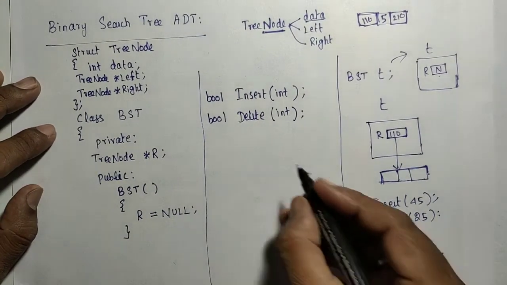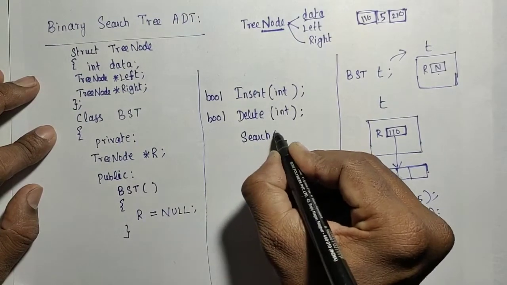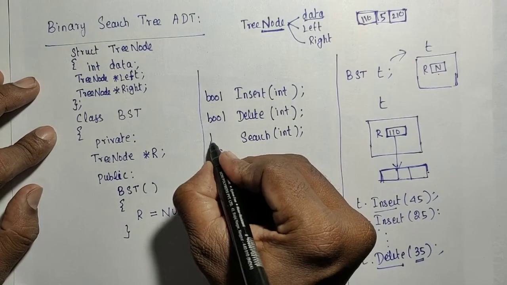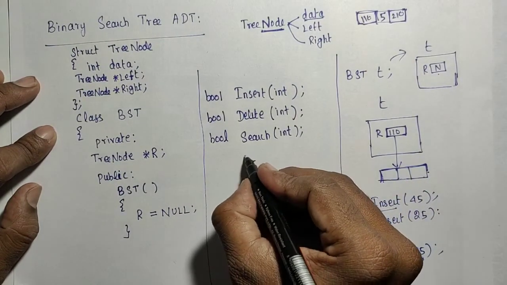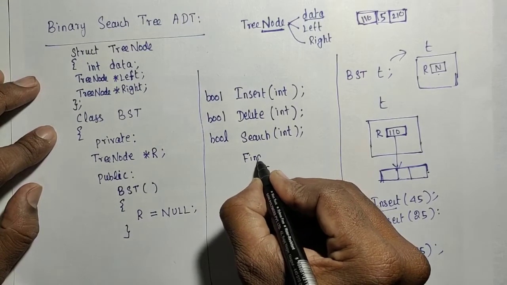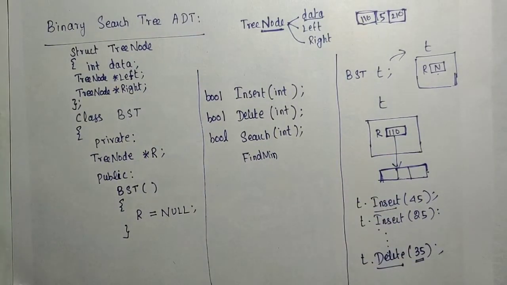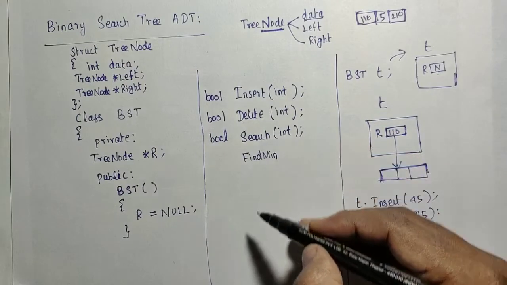The next operation is a search. For search, I need to pass an int, and whether it is found or not is returned as a boolean. The next one is find min. These are some additional operations on that binary search tree. The basic operations are insert, delete, search and display.